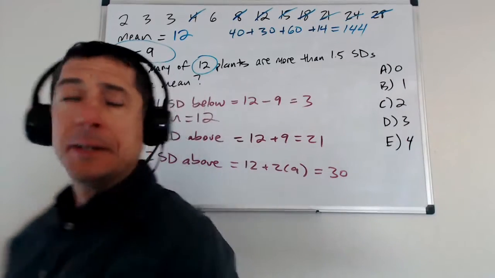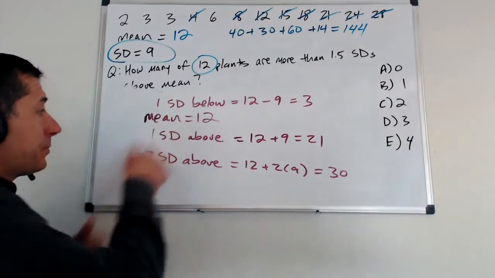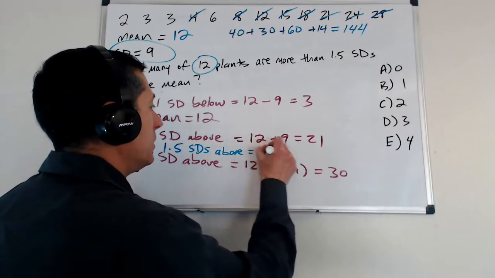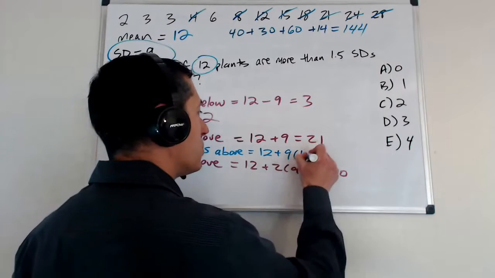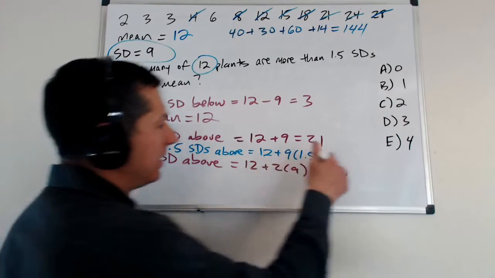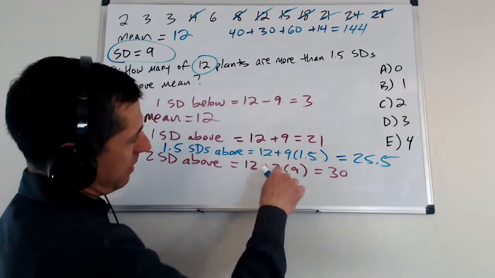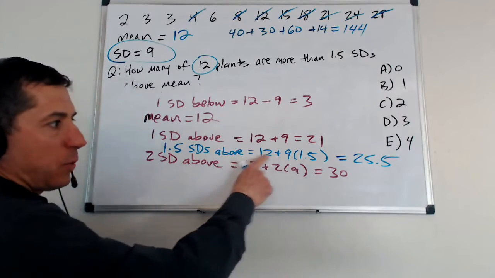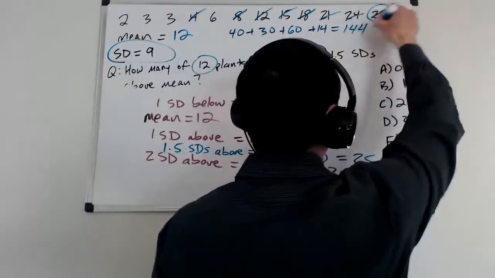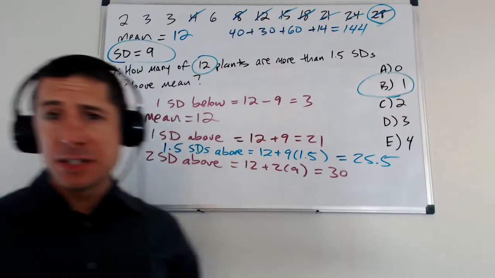standard deviation. And just to finish this guy off, 1.5 standard deviations above the mean: 12 plus 9 times 1.5, so 1.5 standard deviations times 9 grams. And that's going to give me 25.5, I believe. So is that right? 4.5? Yep, 13.5 here plus 12, 25.5. Just have to go back to my list of numbers. 28's the only one. So just one value that's more than 1.5 standard deviations above the mean.